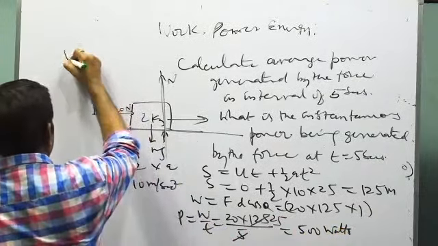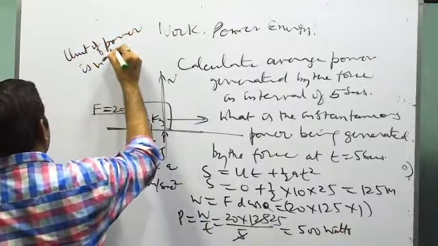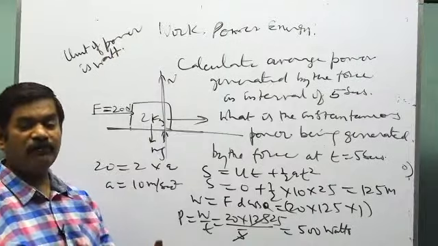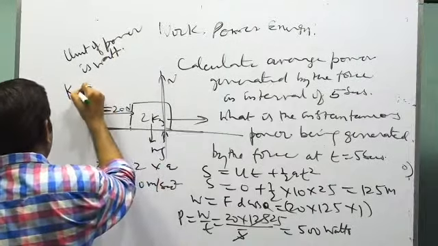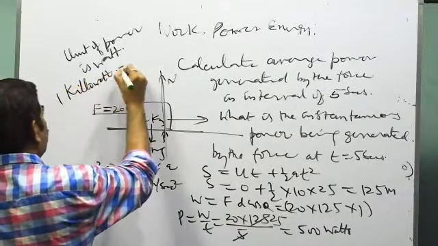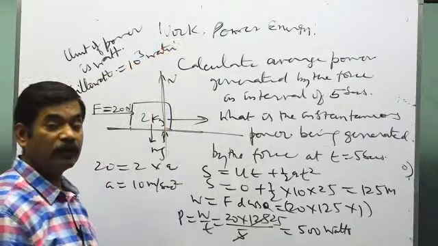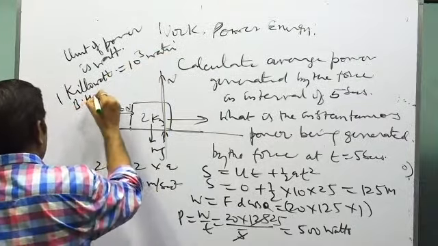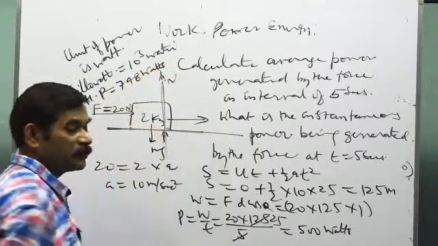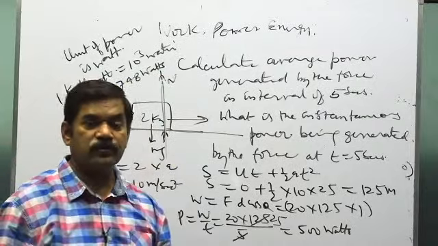The unit of power is watt. It is the MKS unit. But watt is a relatively small unit, so we use the bigger unit, kilowatt. 1 kilowatt equals 10 to the power 3 watts. Similarly, there is one more unit, British horsepower, BHP. 1 BHP equals 748 watts. This has been taken as standard. 1 British horsepower equals 748 watts. So you have to remember it.